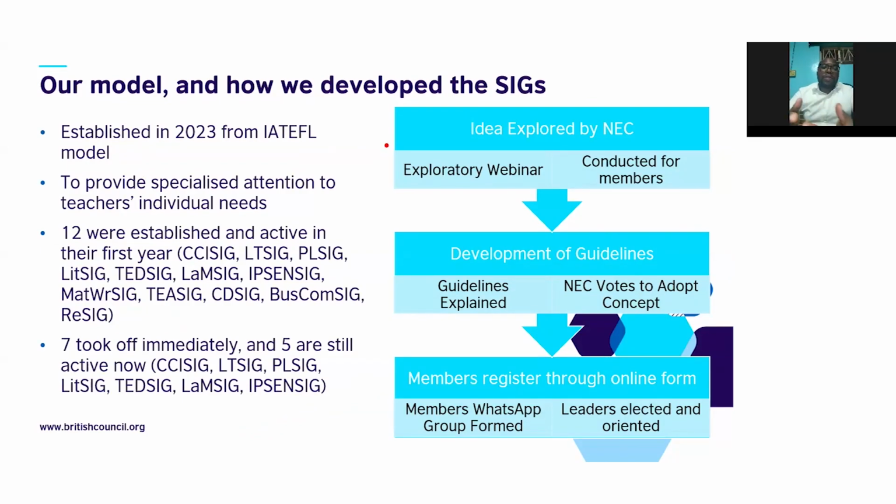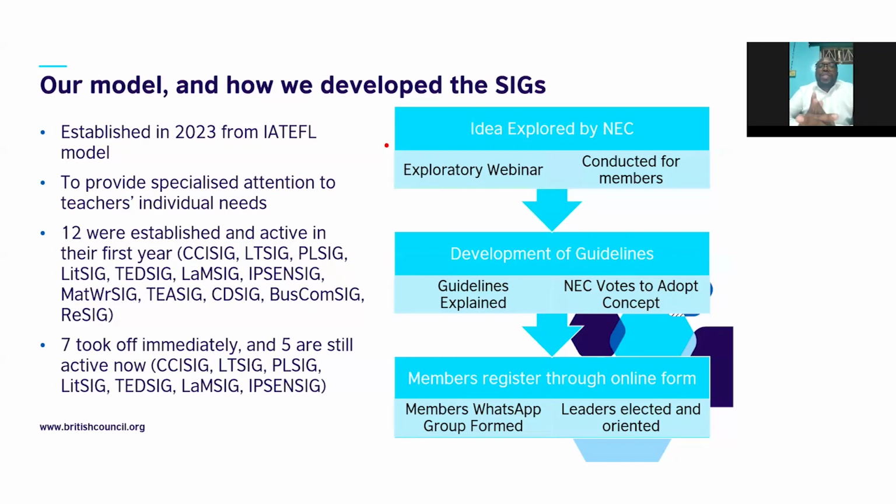So now I'm going to share with you about our model of special interest groups. As an association, we conducted a survey, as one of the reasons we were not attracting so many members to the association. And it came out strongly that we had so much limitation in terms of activities. And so, in order to address the deficiency in activities, we read through the IATFO website and the programs. And so we adopted the concept of special interest groups.